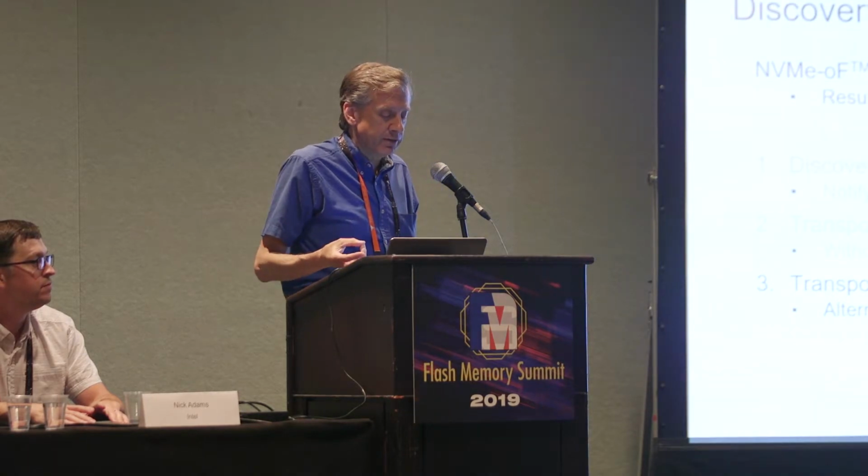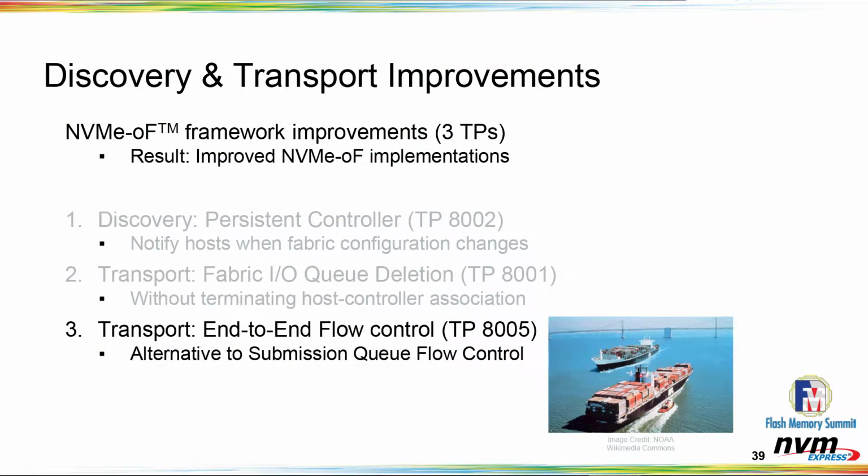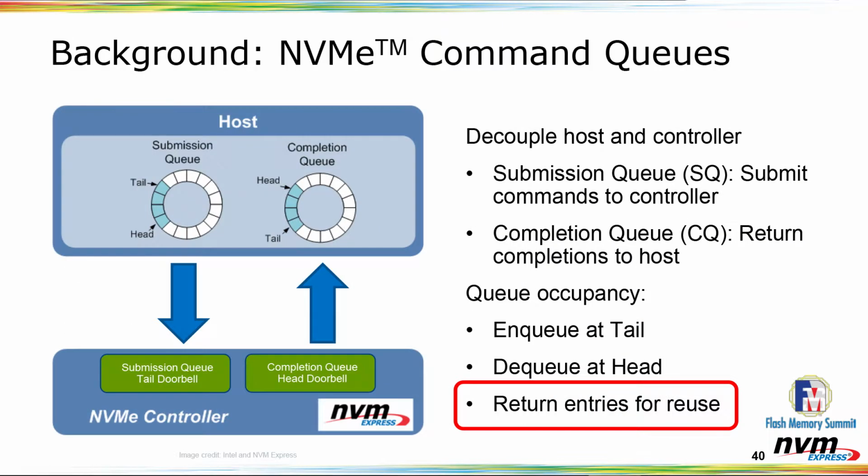Okay, so that takes care of the first part. I'm just going to talk about discovery and IO queue deletion. Now I'm going to talk about end-to-end flow control. This one's going to take a little bit longer because I first have to explain how submission flow control works. This is how NVMe works in general. You have command queues, a submission queue and completion queue. They function as a pair. Commands flow through the submission queue downward from the host here to the controller. Command completions flow upward from the controller back to the host.